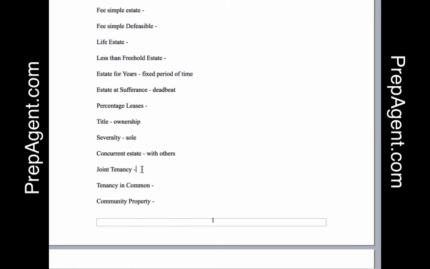Joint tenancy. That's with more than one person, but you can't... No survivorship. Or there is a right of survivorship. There is a right of survivorship. That's excellent that you said that. What I was looking for: time, title, interest, possession, TTIP. But you were spot on with what you said as well. Going along, community property. That's when you own property with a spouse. Marriage. Good.